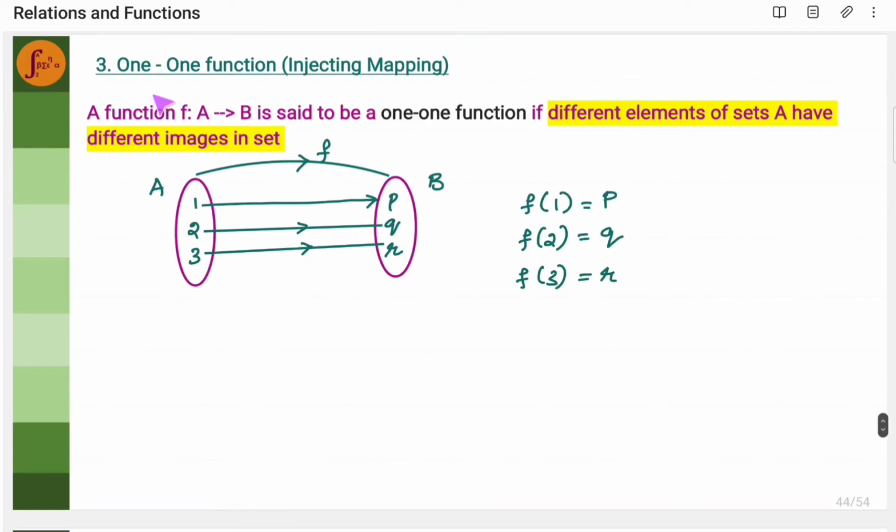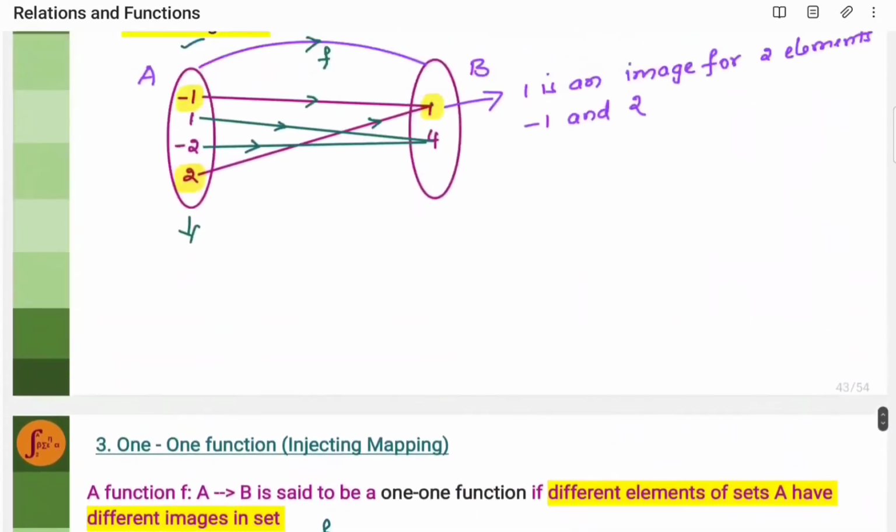The third type of function is one-to-one function. Again, the name itself indicates one-to-one. For every element of set A, there is a unique image in set B. That is unique and different. For 1 you have P, for 2 you have Q, for 3 you have R. So it's one-to-one. One element here is mapped to one element here.